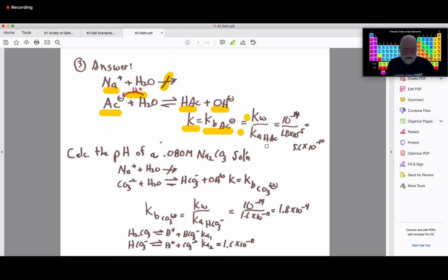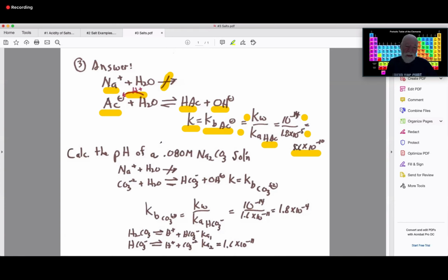And what's the acid? Acetic acid. So K sub W, notice, is 10 to the minus 14th. And you can look up the K sub A of acetic acid. It's 1.8 times 10 to the minus 5. You do the math. The fact you get an answer of 5.6 times 10 to the minus 10 means this reaction does take place. So this would be a basic salt.